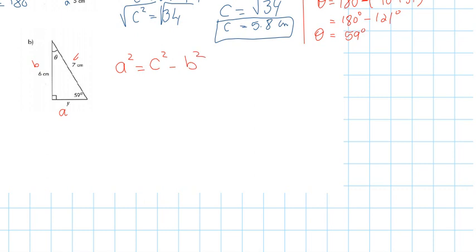What I have to do is enter the numbers in. C is 7, so that's going to be 7 squared minus 6 squared. That's 49 minus 36, so that's going to be 13. Is that the value of A? No. What do I have to do? Square root. So the square root of 13 on the calculator is 3.6.